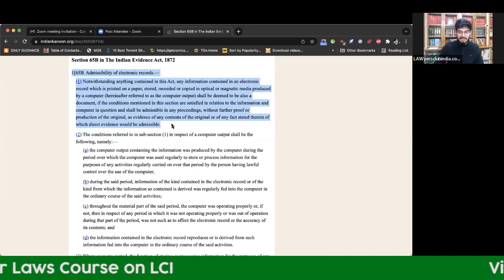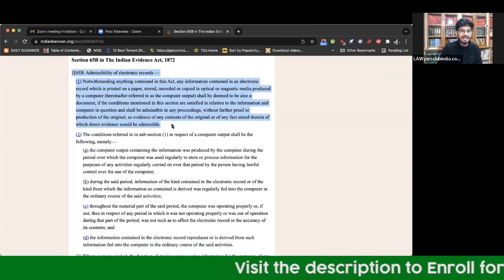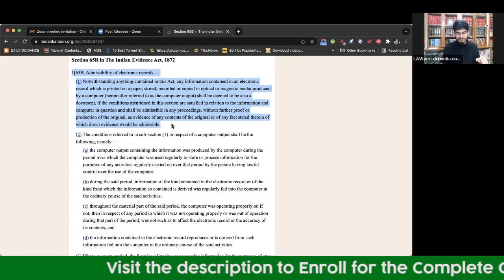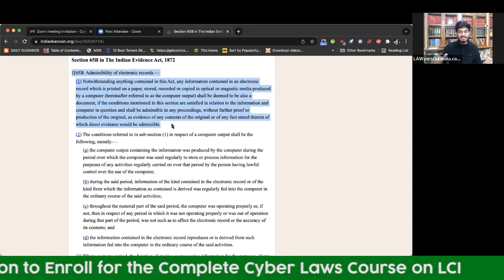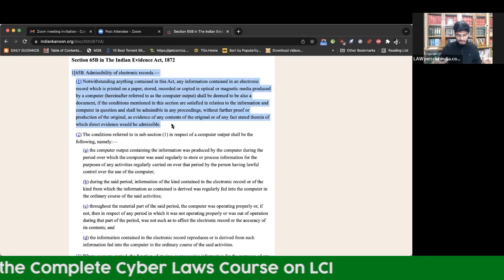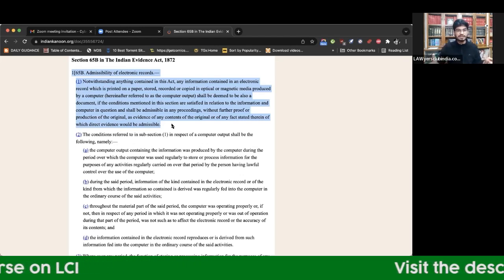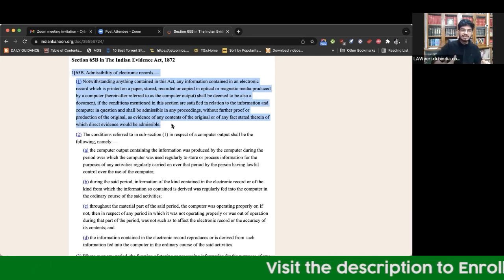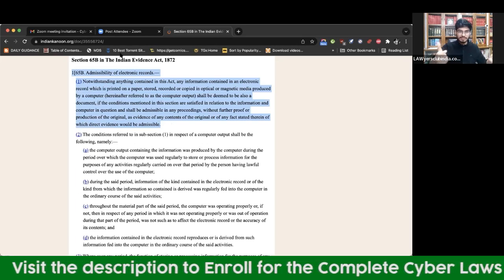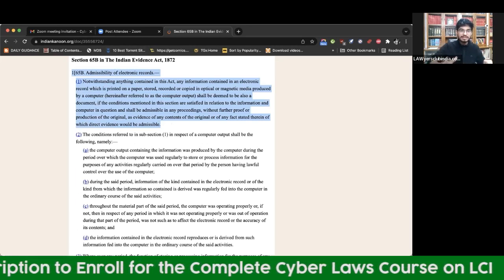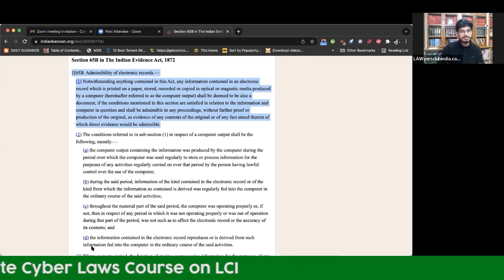It says, admissibility of electronic records. This is the section which gets passage from 65A. 65A is nothing but a gateway to 65B. It says that anything we are going to talk about, the contents of electronic records, may be proved in accordance with 65B. So 65A actually tells us that contents will be proved by document. But if it is an electronic record, then the procedure is what is given under 65B.